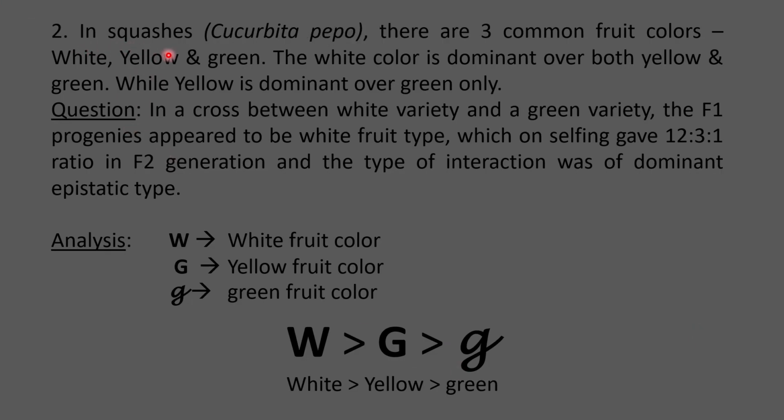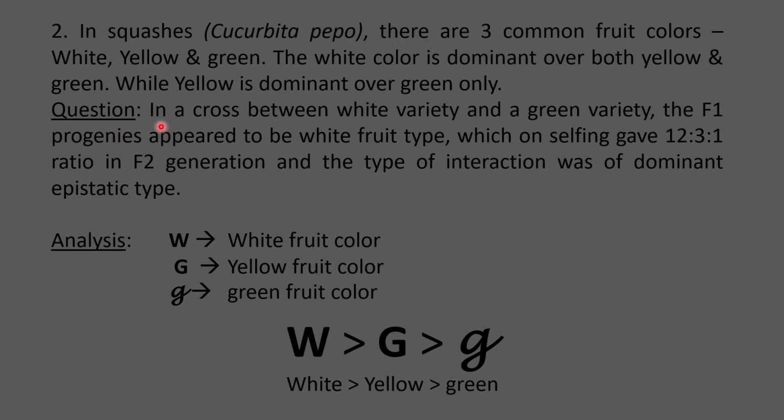So in squashes, summer squashes, which is Cucurbita pepo, the inheritance of fruit colors is considered here. There are common fruit colors which are of three types: the white color, yellow color, and green color. Of these three fruit colors, the white color is dominant over both yellow and green, and yellow is dominant over green only.